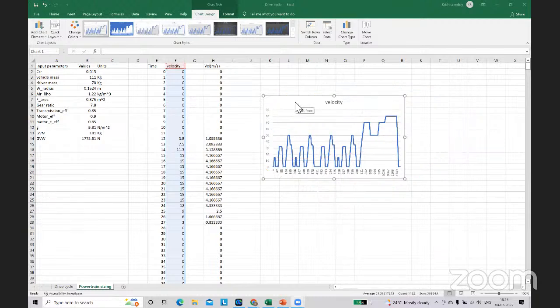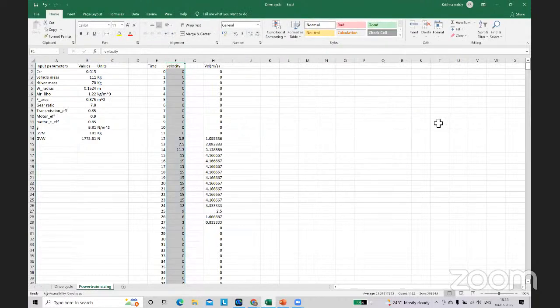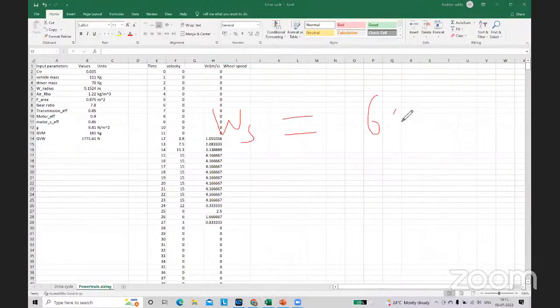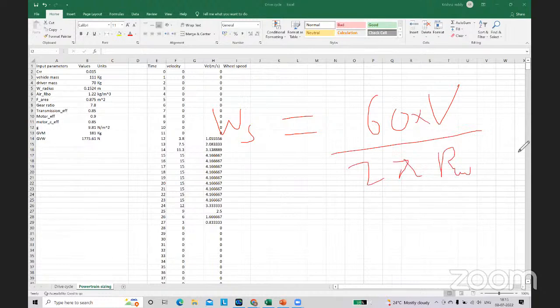So we'll get to know how we can make use of this drive cycle to size the motor. So we'll quickly jump into the equations here. So first, we'll calculate wheel speed. So we know the equation, that is equal to 16 V divided by 2 pi RW. So we'll try to put this equation here.